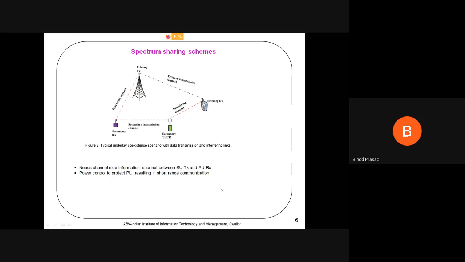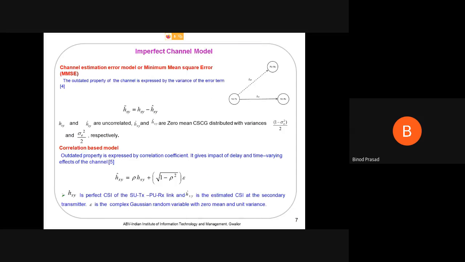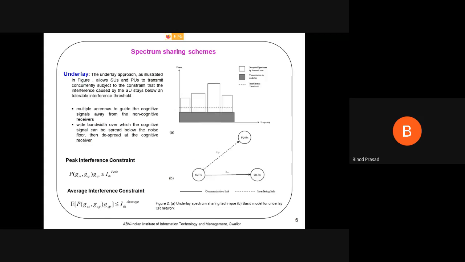I've said that this kind of technique actually gives lesser throughput because the transmit power is actually less. That's why its coverage range gets reduced. Now, the problem here is that, as I've said, in this underlay scheme, this SU transmitter has to estimate this channel, that is the channel between the cognitive transmitter and the licensed receiver.